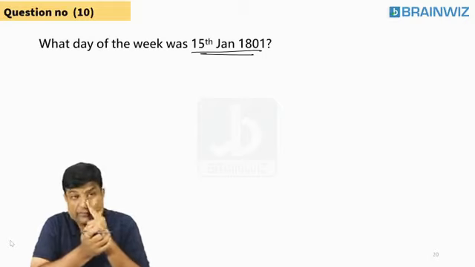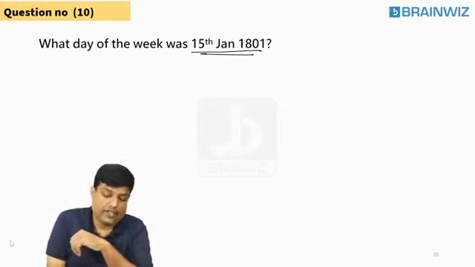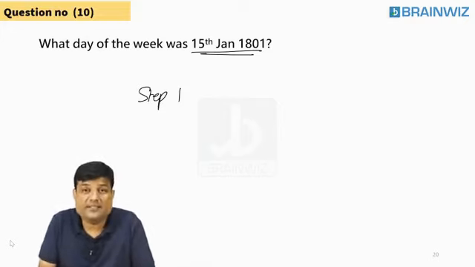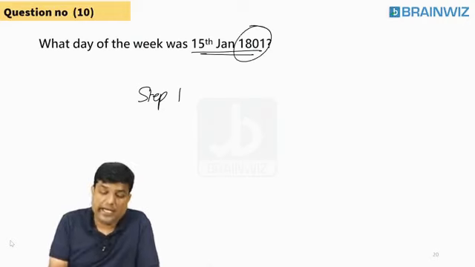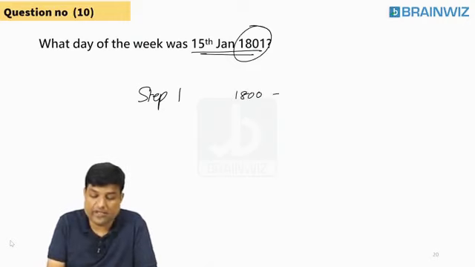Following everybody? Now, you all know that step 1 I have told you. You should see how many years are successfully completed. 1801 is going on. How many years are successfully completed, students? 1800 years are successfully completed.